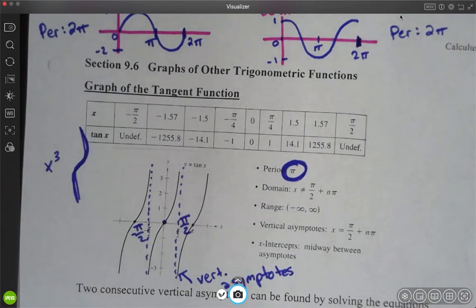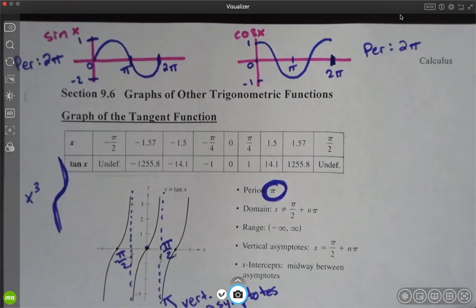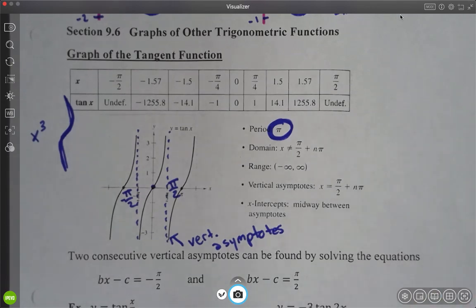That is different from sine and cosine. What's the period of sine and cosine? 2 pi. It's 2 pi, right? You can change it to be anything. But the period of just normal sine and cosine is 2 pi. That's a problem, okay?